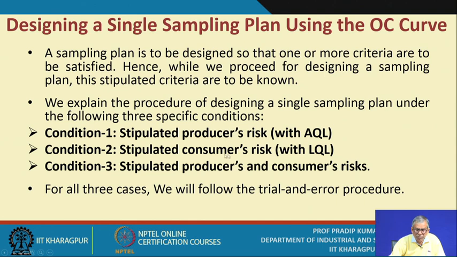So obviously when you define consumer's risk, you refer to LQL. It must be defined with respect to the LQL. Similarly, you may face the condition 3, that means the stipulated producer's and consumer's risk. So 3 cases we will be referring to, and we will give you the solution approach or the design approach. For all these 3 cases we will follow the trial and error procedure.